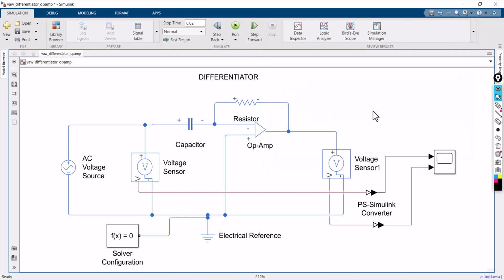If you differentiate the sinusoidal waveform, it will give you a cosine waveform. If you integrate it, it will give you minus cosine. Okay, now we are discussing only the differentiator. Run it.